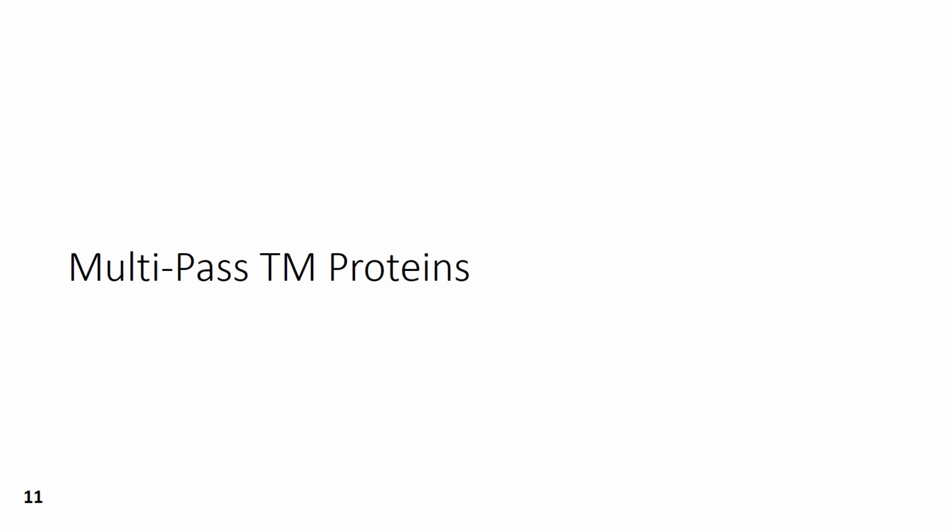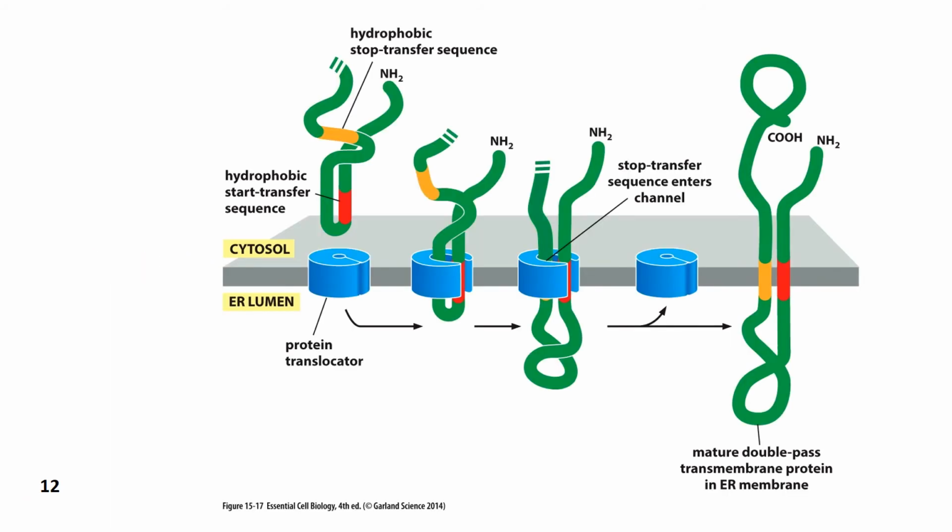More complex than single-pass transmembrane proteins are multi-pass transmembrane proteins. These are proteins that pass through the membrane multiple times. In this image, we're looking at a two-pass transmembrane protein with both the amino terminal and carboxyl terminal ends on the cytoplasmic side of the ER membrane. In this case, there are two hydrophobic stretches in the protein, both internal.